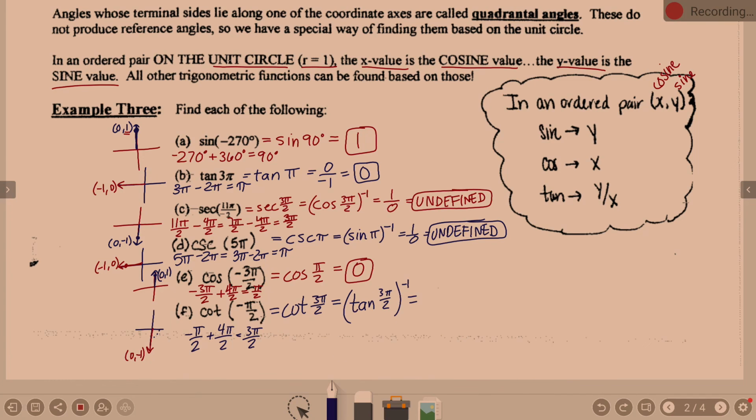She says undefined. I haven't processed yet. Negative 1 over 0. Okay, yeah. Tangent would be y over x, right? So then when you flip it, it becomes 0 over negative 1, which is 0. Forget that one. No, I flipped it. I just didn't think that. 0 on top is 0. 0 on bottom is undefined.